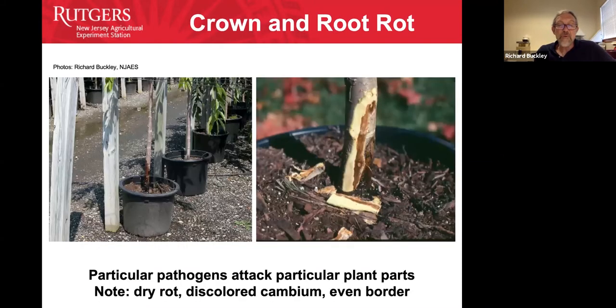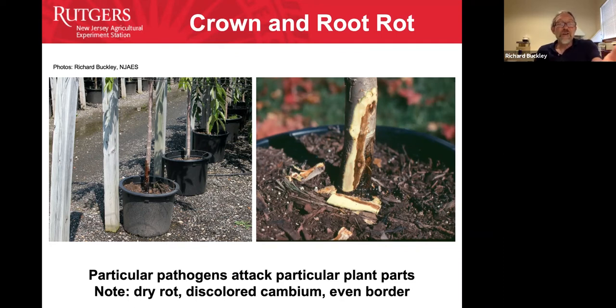Here's another example, crown and root rot caused by Phytophthora. Your eyes are drawn in this picture to the left, down to the base, because it's a cherry and it's bleeding a little bit. But that's not wet and water soaked. That's just sap, because that's what cherries do, right? You cut the bark away and you see a nice and even, chocolatey brown discoloration. It's a dry rot, attacks a specific plant part, the crown.